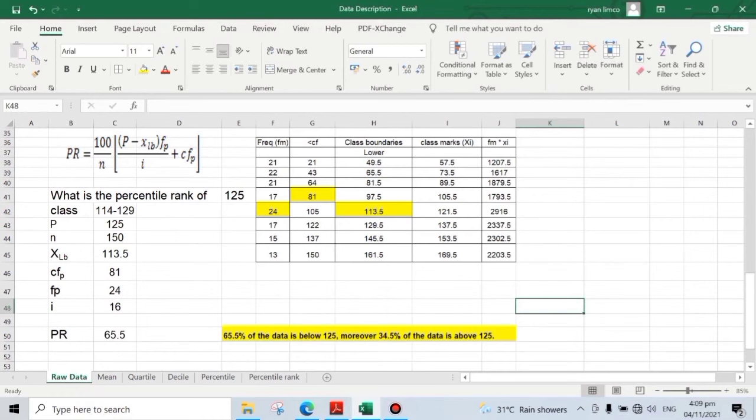Therefore, 65.5% of the data is below 125, and if we subtract 65.5% from 100, then we can say that 34.5% of the data is above 125.